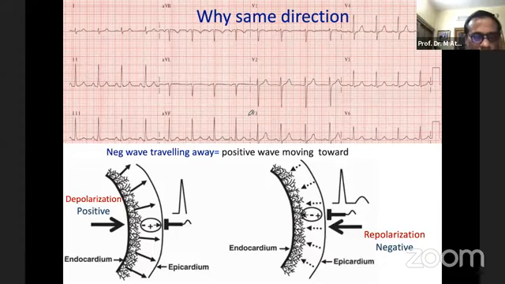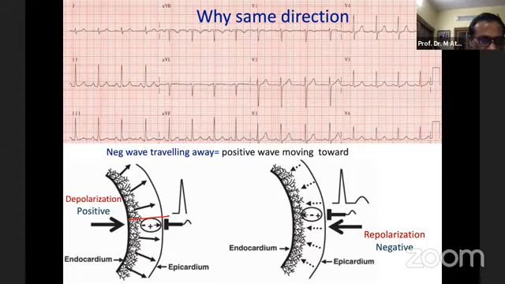This is one of the examples you can see, one of the figures on the left side. You can see this is the Purkinje fiber. The predominant Purkinje fibers lie subendocardially. So depolarization of the myocardium starts from the endocardium, and the depolarization movement goes from endocardium to epicardium, in this direction. And usually the electrodes are placed over the chest wall.